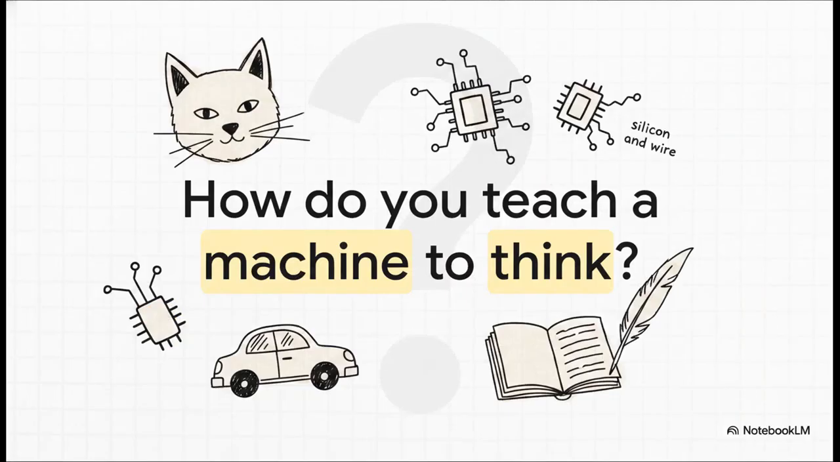So, here's the fundamental question, right? How in the world do you teach a pile of silicon and circuits to recognize a cat, or drive a car, or, I don't know, write a poem? It's a massive challenge. Where do you even start?